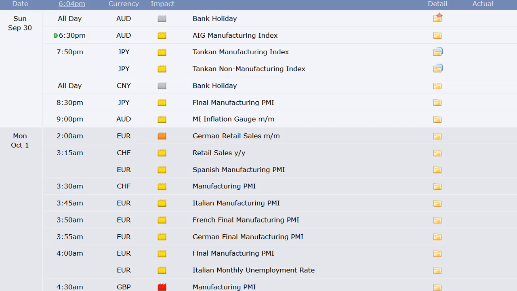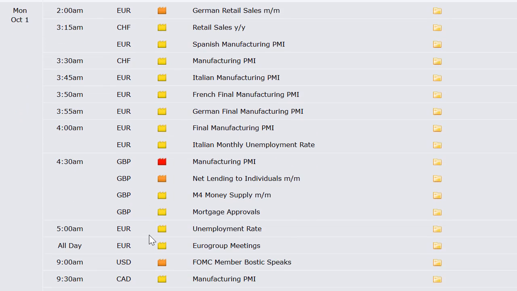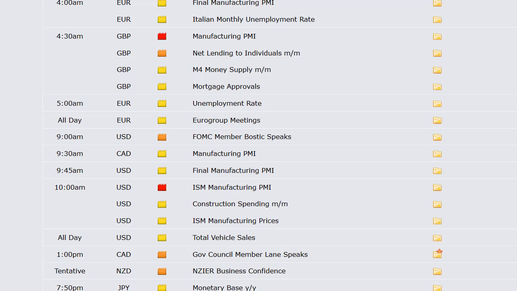So Australia starts out the week on a bank holiday. We've got AIG Manufacturing Index out of Australia, Tankan Manufacturing and Non-Manufacturing Index out of Japan. China's on a bank holiday. Final Manufacturing PMI out of Japan. MI Inflation Gauge out of Australia. German retail sales, Swiss retail sales, Spanish manufacturing PMI, Swiss manufacturing PMI, Italian and French and German and all the broad European sector manufacturing PMI numbers, and then the UK one as well. So all coming out going into Monday.